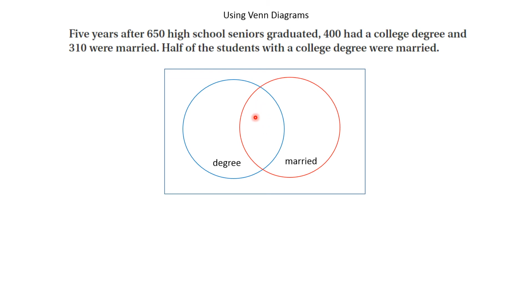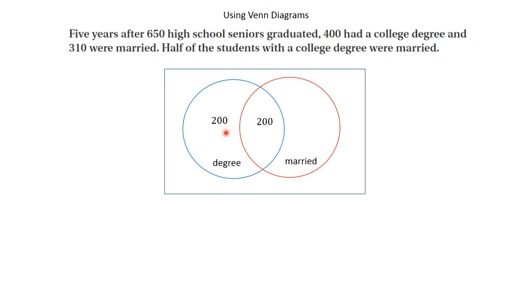Now we can start filling in what we know. I would recommend starting with the center. That is the biggest. If you start there, your chances of success in this problem go up significantly. So we want to know how many had both a college degree and were married. Well, we know that half the students with a college degree were married. So how many of them had a college degree? 400. Half of that, 200, goes in here. Well, if there's 200 with both a college degree and are married, how many did that leave out here with just a college degree? 400 had a college degree. 200 are here. The other 200 are here. These 2 places have to add up to this 400.